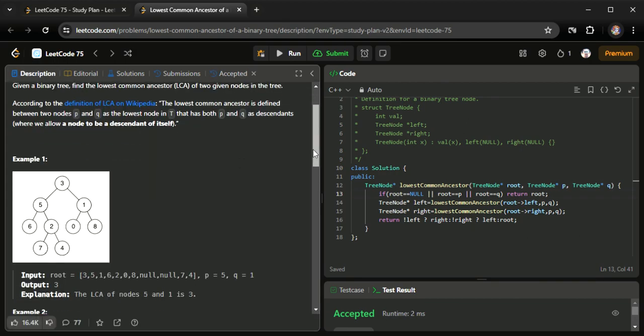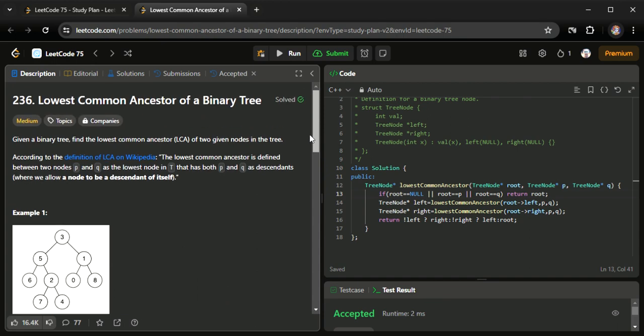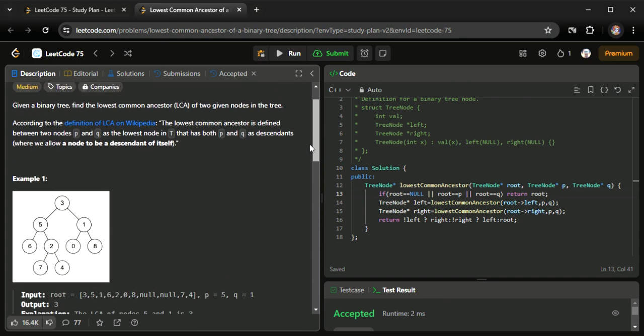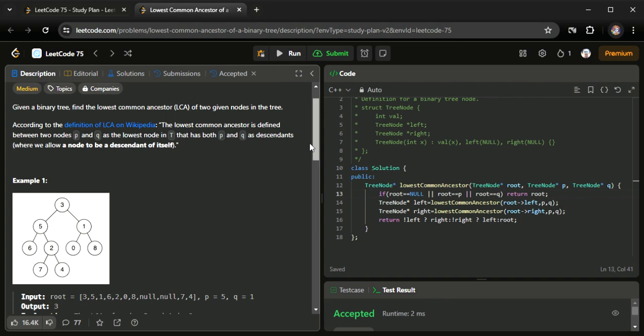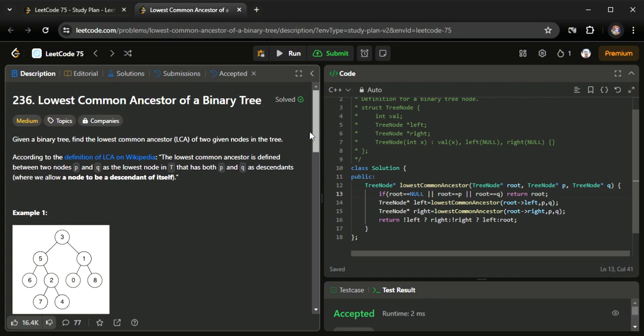You must understand what the question is. The question given is to find the lowest common ancestor of P and Q. If P is on this side and Q is on this side, then the lowest common ancestor will be the root. If both P and Q are present on the left side, it will return left. If both are present on the right side, it will return right. And if anyone between P and Q is the root, then definitely that will return root. Okay. In this way, we can solve the question.